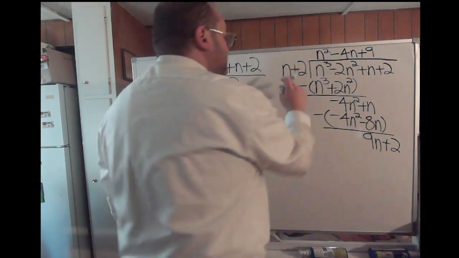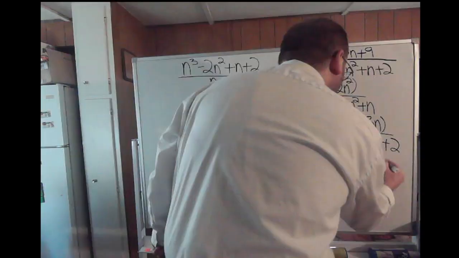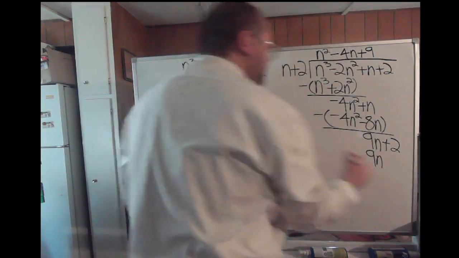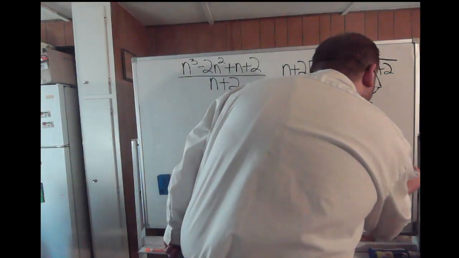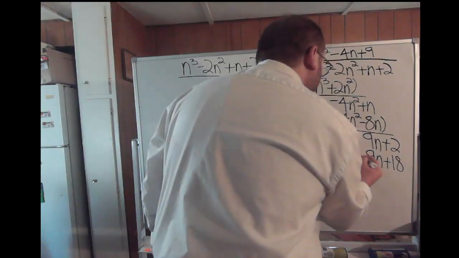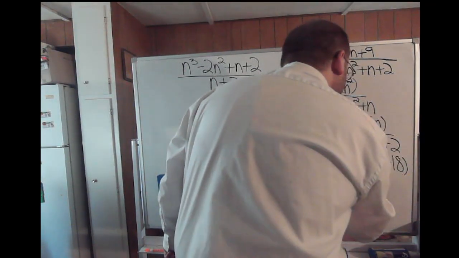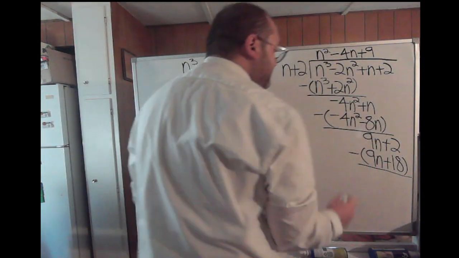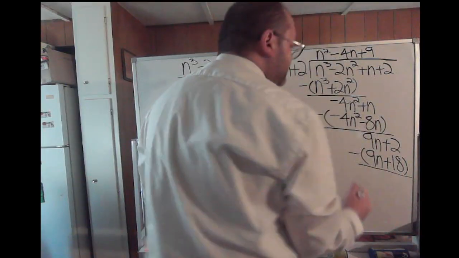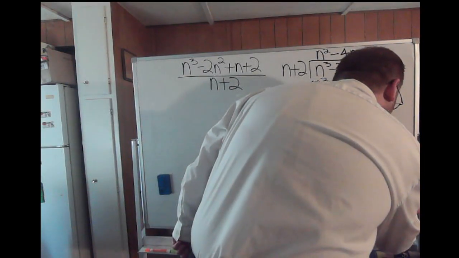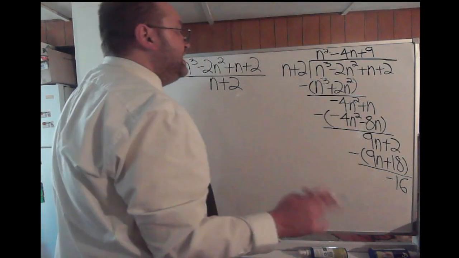Alright, 9 times n, well that's 9n. 9 times 2, that's going to be 18. So now you'll subtract the whole quantity of what you just got from the dividend. 9n minus 9n is 0. 2 minus 18, that's negative 16. So you have a remainder of negative 16.